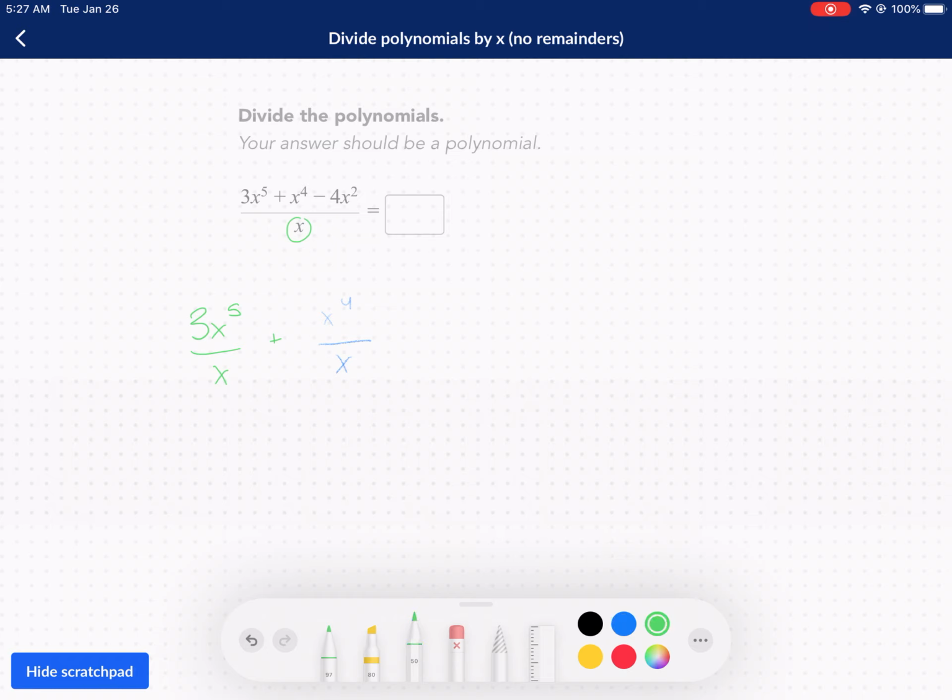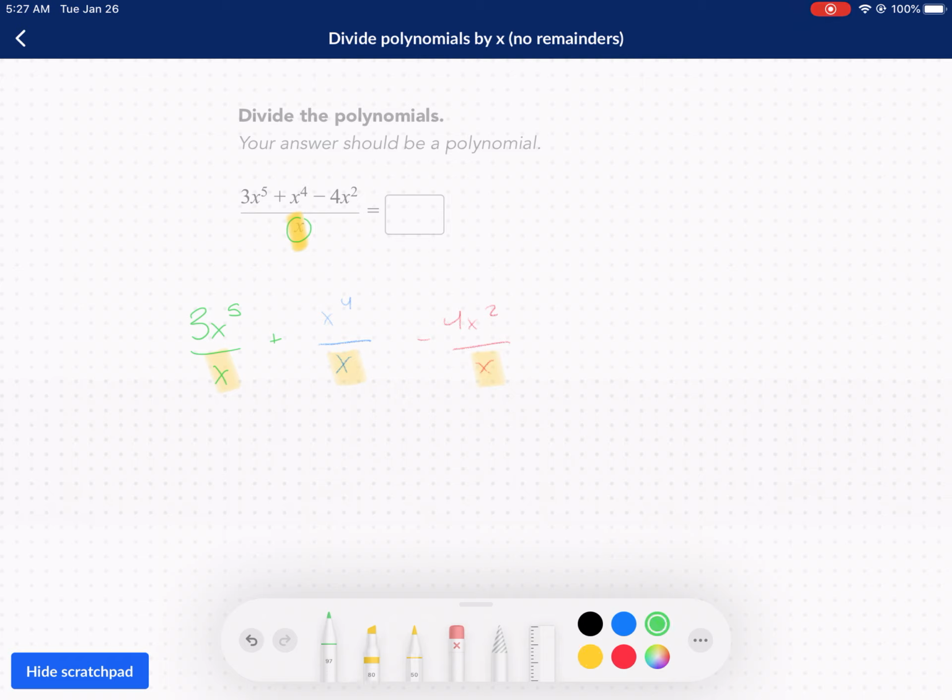And then let's go red for the last one. Minus 4x squared over x. So you see here what we kept the same is the denominator in each one, because that is x. We wanted to make sure that was x, and that was x. The denominator needs to stay the same in each one of those fractions.